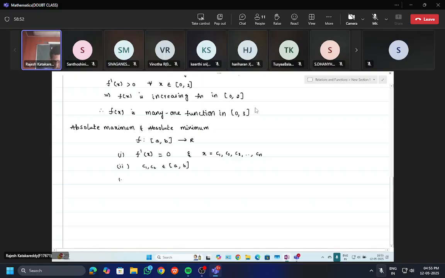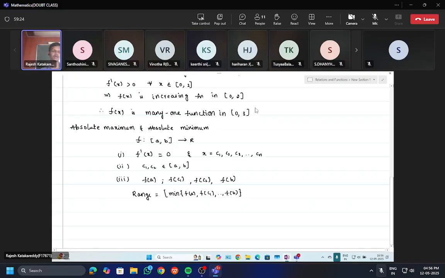Now in the third step, we should calculate the value of f of a, then f of c1, after that f of c2, the last is f of b. After calculating all these, the range of the function will be equal to the closed bracket of minimum of f of a, f of c1, and so on going till f of b.